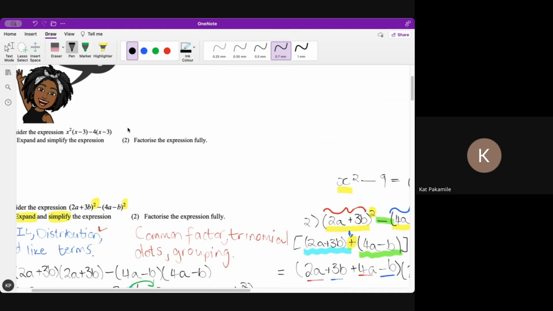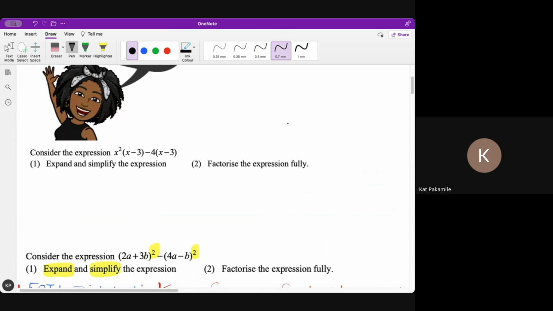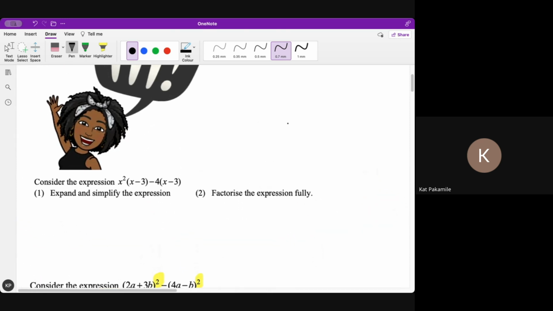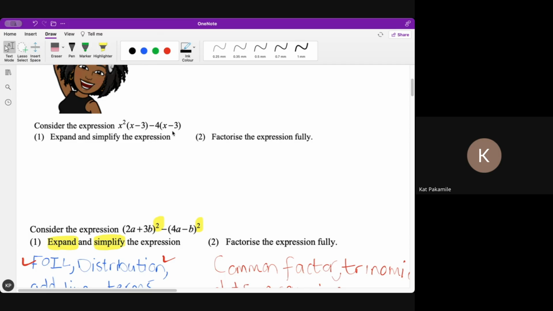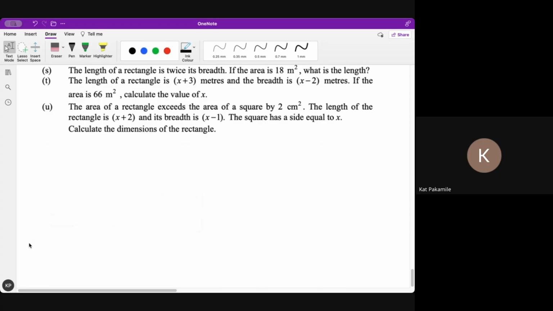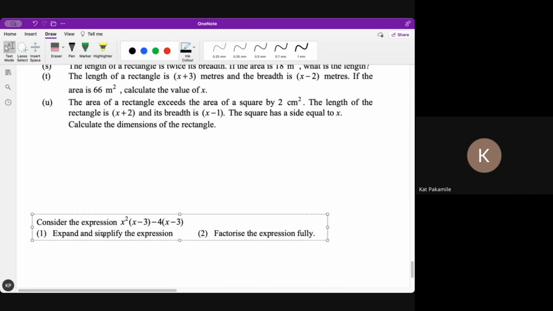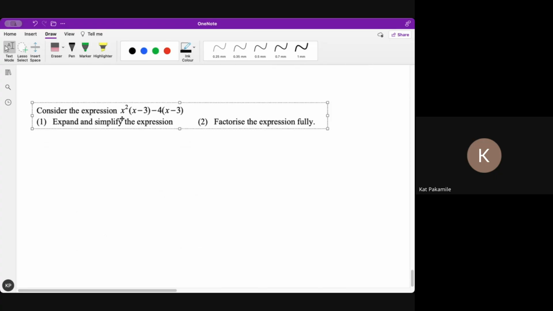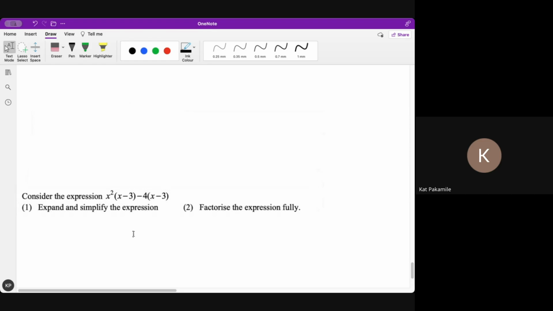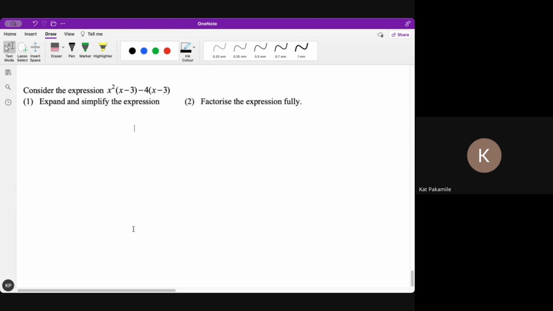Okay, I see Jason says thumbs middle. Jason, I have a feeling it's not just you. So I'm actually going to go back to this question. We're going to go right to the bottom to do one more thing that will help us distinguish between the two. Expand and simplify on one side, and the other side says factorize. Okay, let's start with expand and simplify.